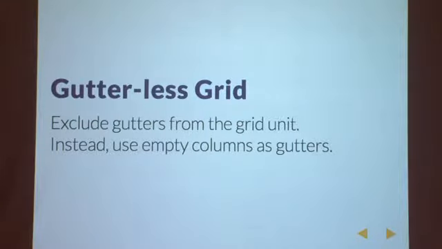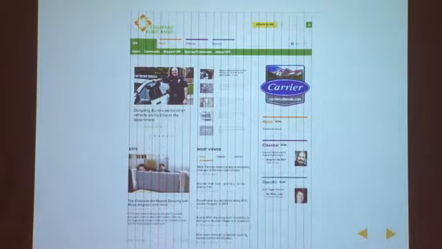One thing we've been doing a lot lately is the gutterless grid. Exclude the gutters from the grid unit, and instead use empty columns as gutters. This is that CPR site. Here we've set all our gutters to a width of 0 in our grid system, which eliminates them. And on this one, we're using a 24-column grid.